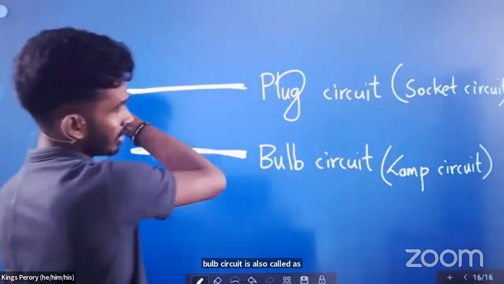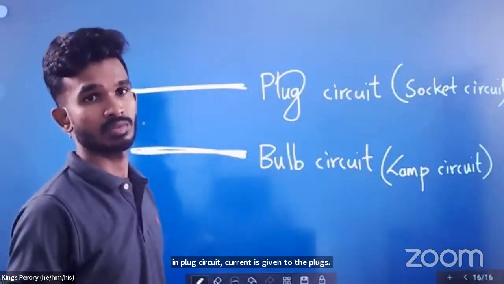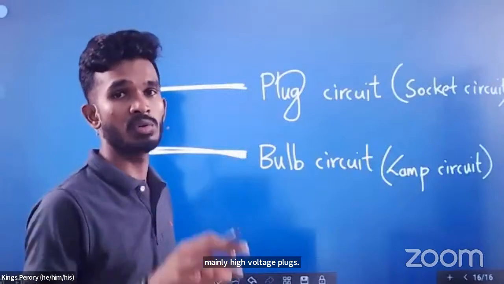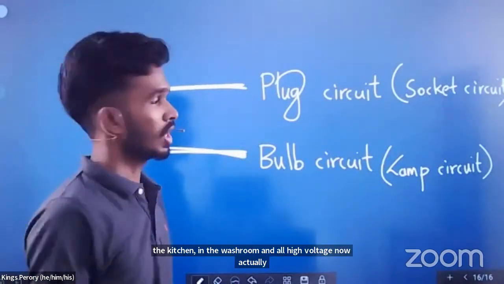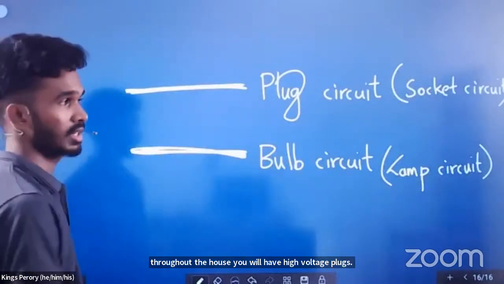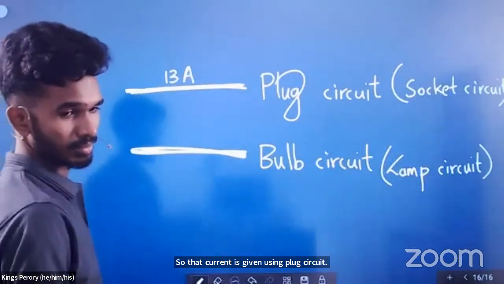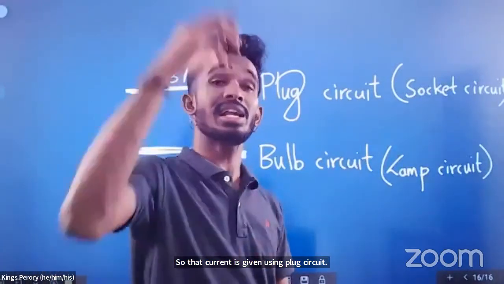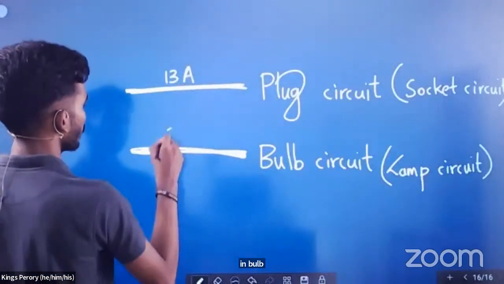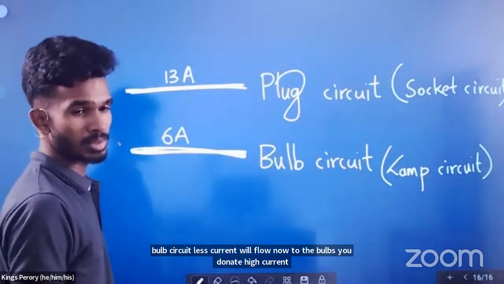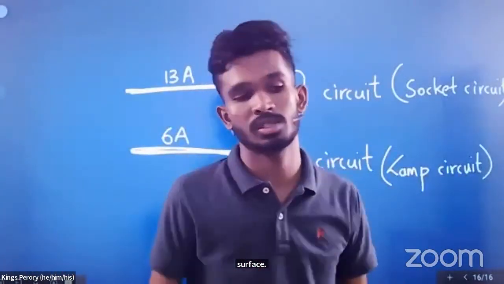In the plug circuit, current is given to the plugs, mainly high voltage plugs. In the kitchen, in the washroom and all, high voltage. Throughout the house you have high voltage plugs, so that current is given using the plug circuit. In the plug circuit, a current of 13 ampere flows. In the bulb circuit, less current will flow. To the bulbs you don't need high current. Usually a current of about 6 amperes will flow to the bulb circuit. Like that, the distribution is done through the distribution box.